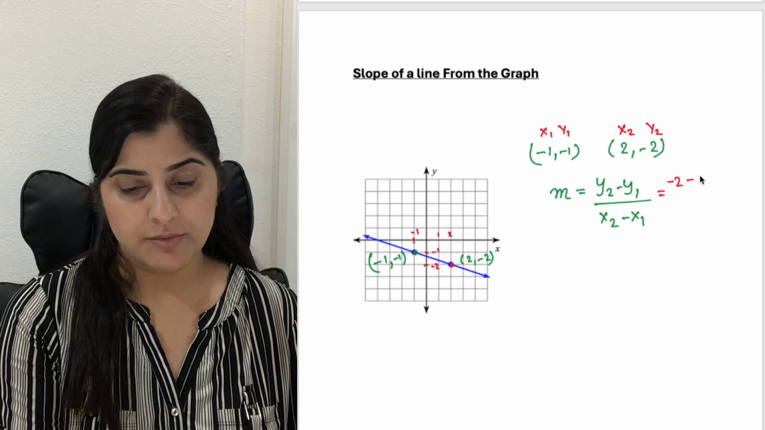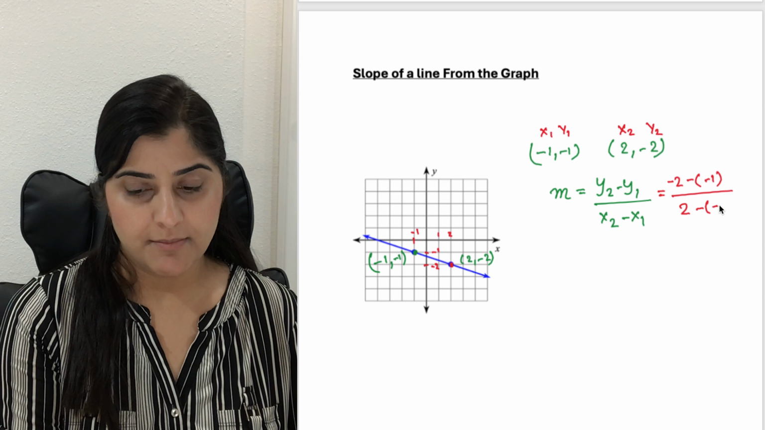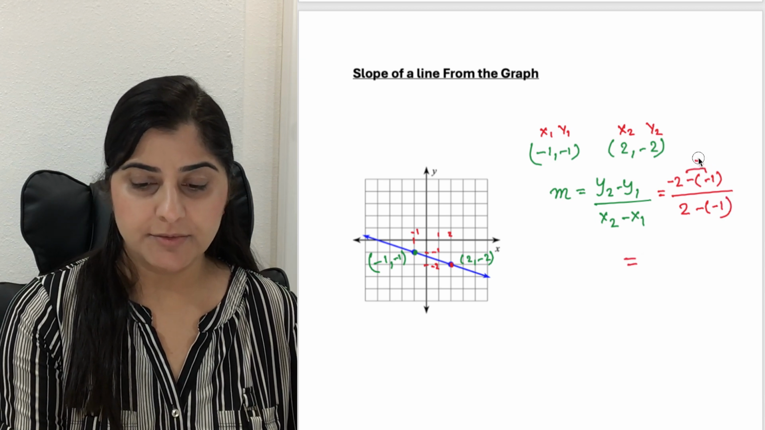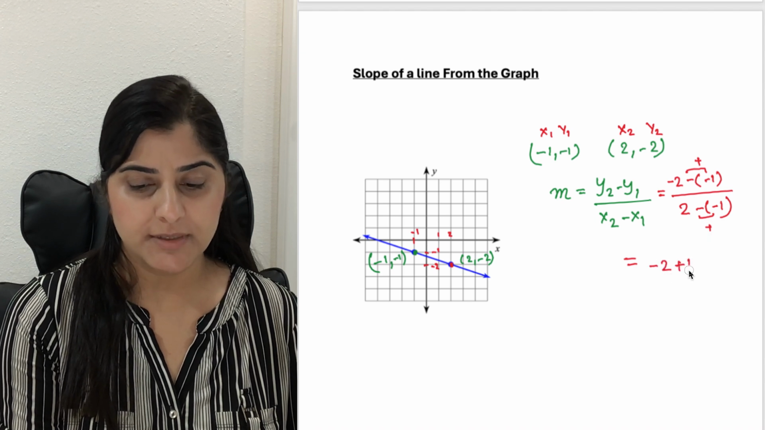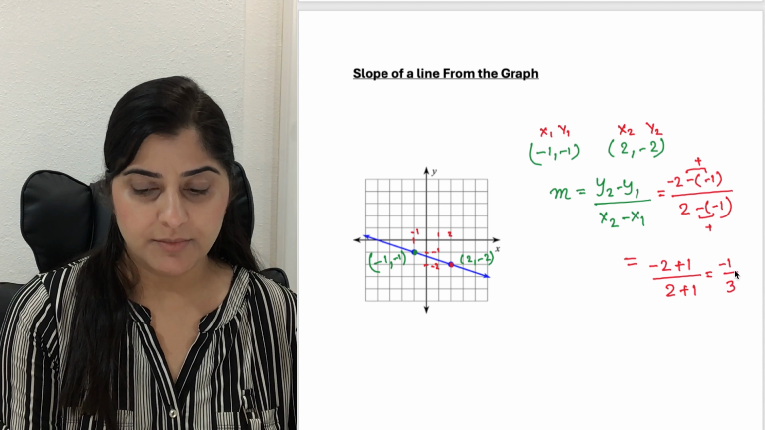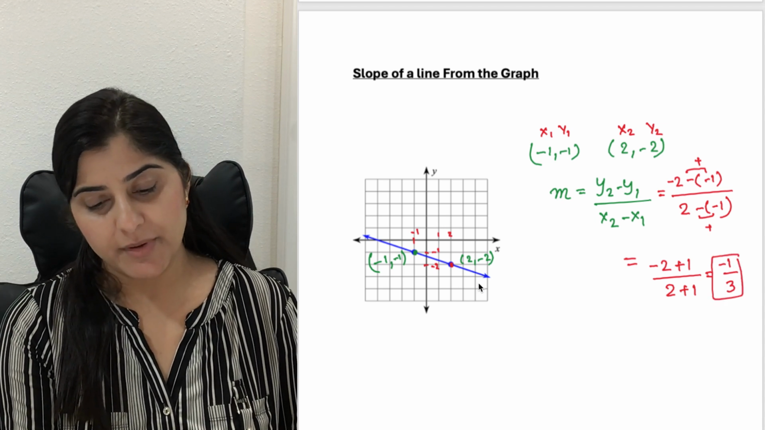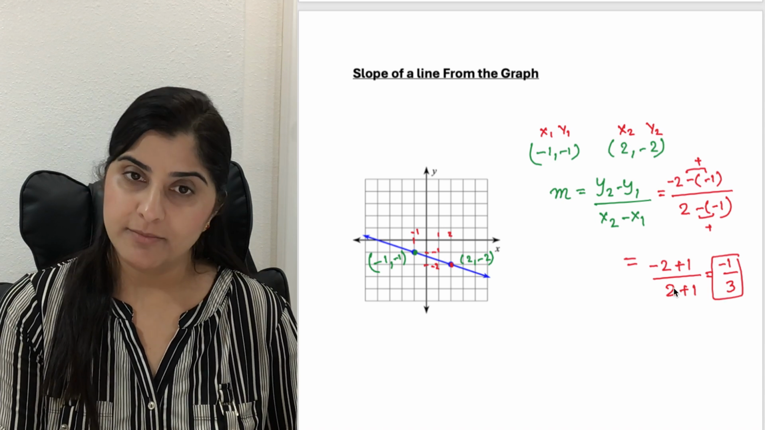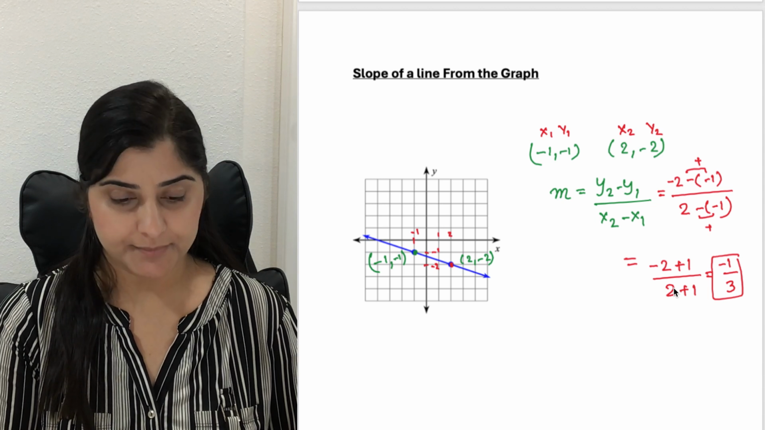Now plug in the values in this formula. It's -2 minus -1 divided by 2 minus -1. So we get 2 minuses. Whenever you see 2 minuses, always change that to plus. -2 plus 1 over 2 plus 1. We get -1 over 3. This is the slope. So you see that this line is going down, so the slope has a negative sign. And for lines which are going up, the slope is always a positive number.